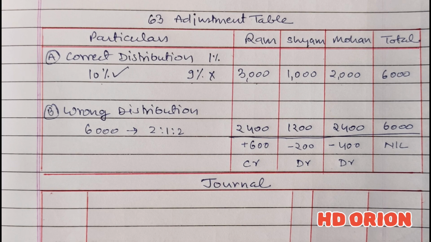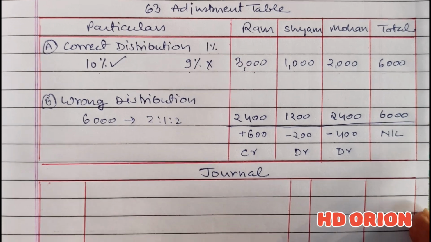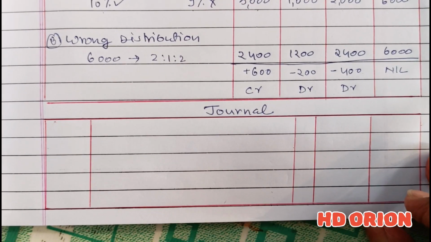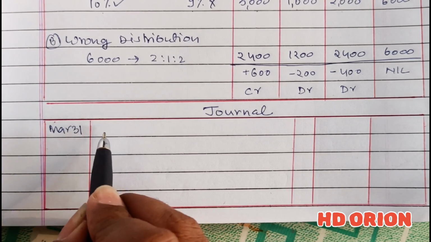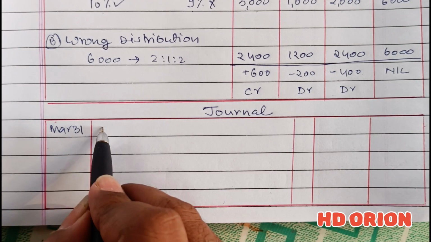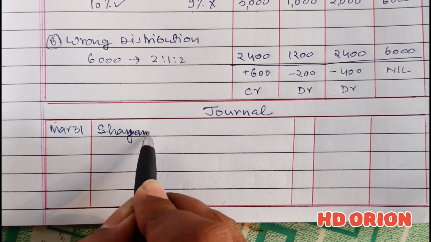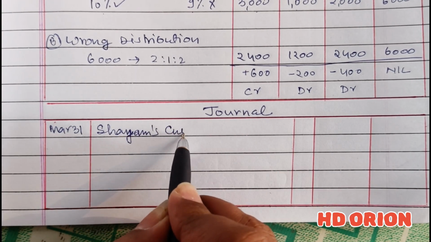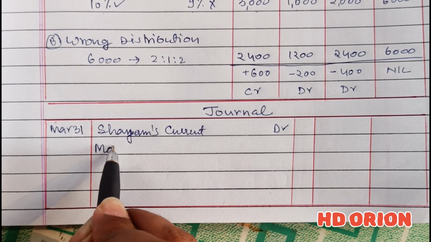But here in this case, capital accounts are fixed. Fine. And therefore we have to adjust all these plus and minus amounts in their current accounts. So in the journal entry we will open current accounts to rectify these on 31st March. So Shyam and Mohan's current accounts are to be debited. Shyam's current account debited, Mohan also.